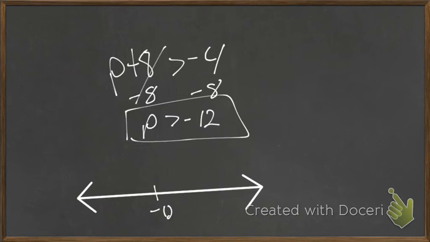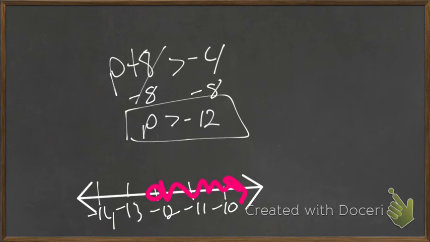On the number line, I got negative 12, negative 11, negative 10, negative 13, negative 14. All right, open or closed? Open. Open, right or left? Right. So greater than negative 12 would be something like negative 10. Is negative 10 greater than negative 12? Yeah. All right.